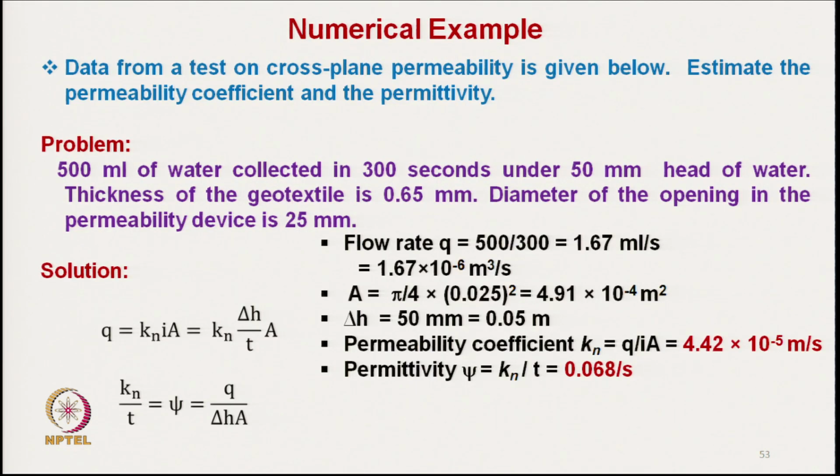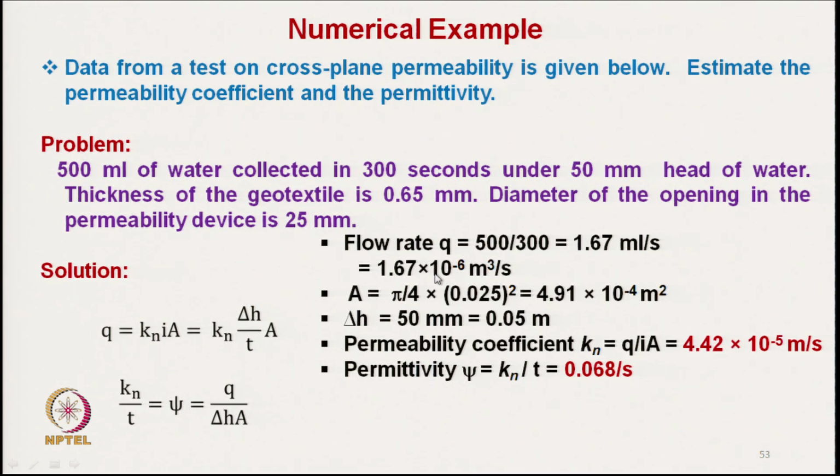Now, with this numerical example we can calculate the permeability coefficient and permittivity. From the given data, 500 ml of water is collected in 300 seconds under a 50 millimeter head of water. So, we have constant head, we know the flow rate, and the thickness of the geotextile is known, it is 0.65 millimeter, and the diameter of the opening of the permittivity device is 25 millimeter. So, from there we can calculate the flow rate.